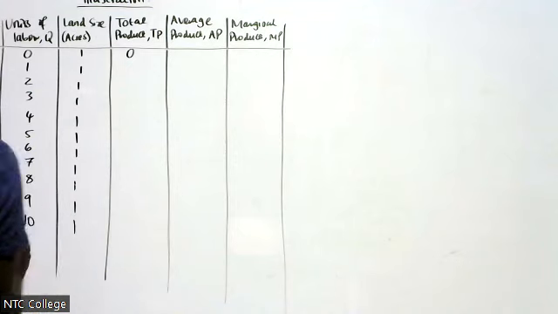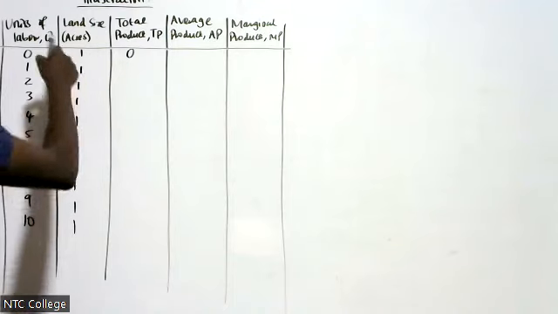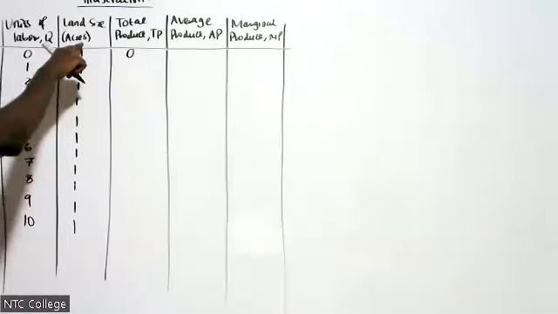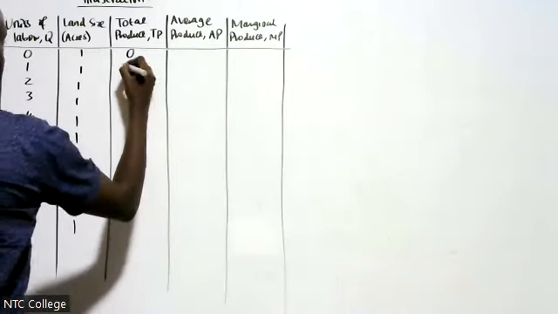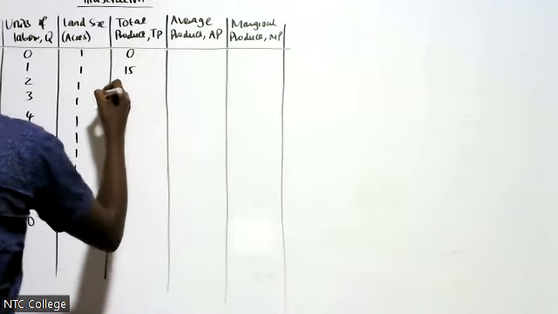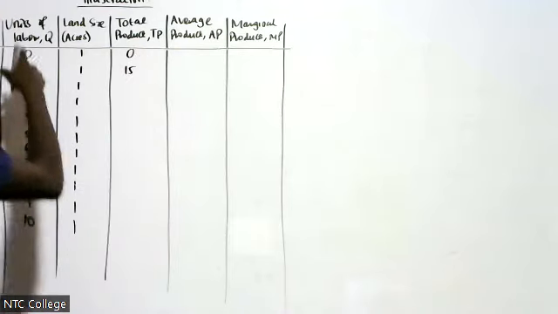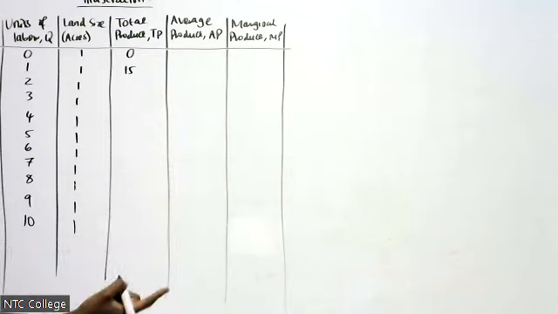So that at each level of production, the land will not change. This is the variable factor, this is the fixed factor. Total product at 0 units of labor is 0. Let me just write the others following each other. As you increase units of labor, total product, of course, will increase, as the law is suggesting.